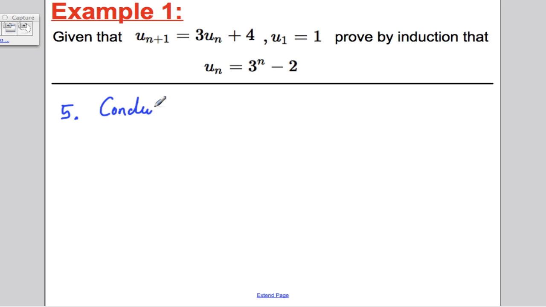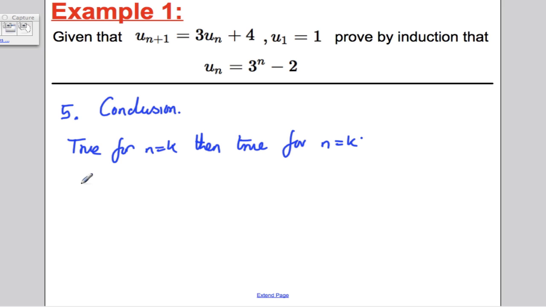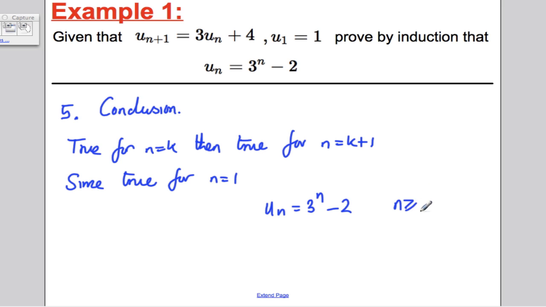So we write our conclusion, and we write: true for n equal k, then true for n equal k plus 1, since true for n equal 1, we know that un equals 3 to the n minus 2 is true for all n bigger than or equal to 1, and we're done. And that's all there is to that.